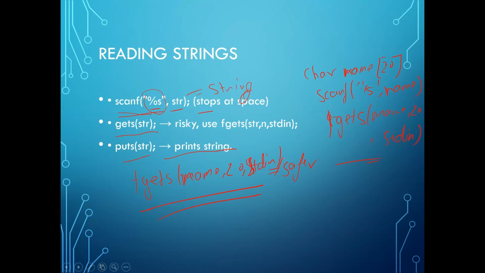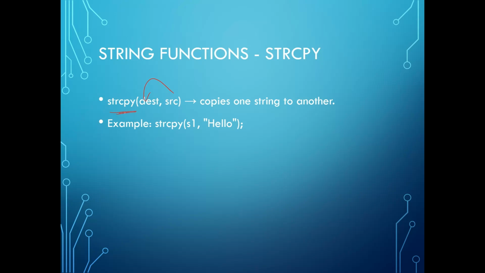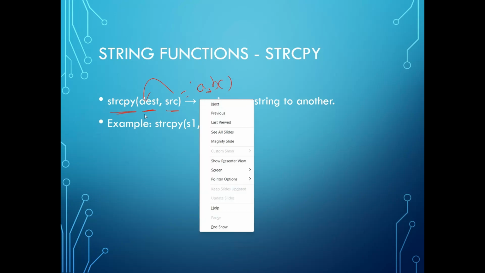This is safer. To get the length of a string, you can use strlen. Suppose 10 characters are there, you will always get 10 as the count, because strlen counts the characters before the null terminator. Then coming to strcpy, this copies one string to another. Suppose you use strcpy with a destination, and the source you have given is A, B, C. Then A, B, C will be stored into the destination.